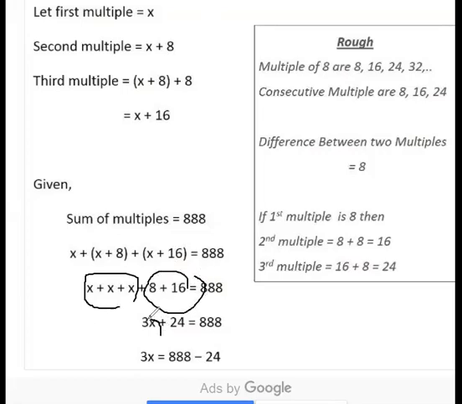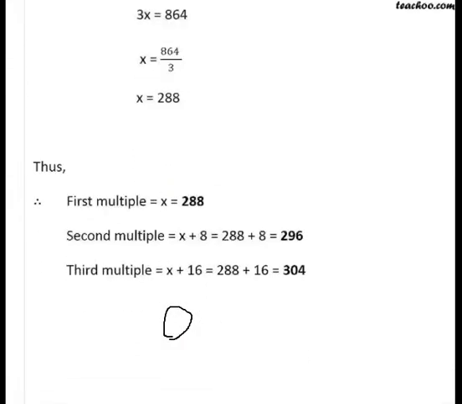3x, we'll write it as 3x, and 8 plus 16 gives us 24. Now we have 3x plus 24 is equal to 888. A perfect equation is here. You could use the transposing method to solve it. 24 is in addition, so it will go to the other side as subtraction. 888 minus 24 gives us 864. 864 divided by 3 gives you 288. So the first multiple is 288.